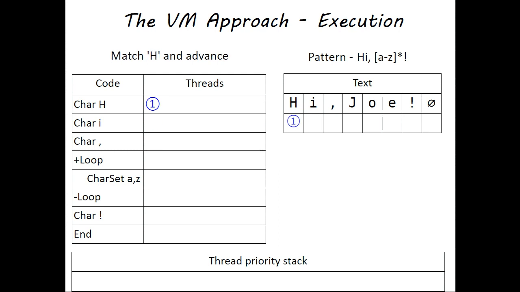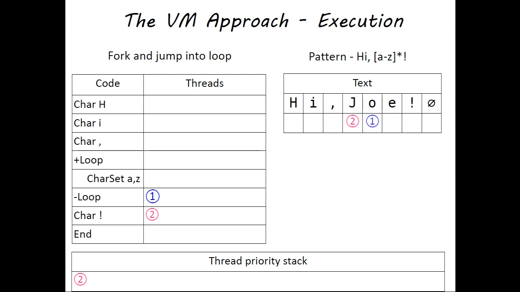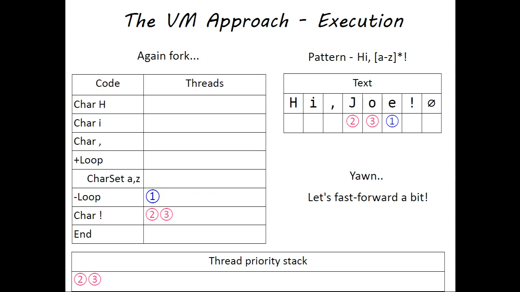So we matched character H and we move on. Matched character I using the instructions. And then we match the character comma. And there's something interesting. We encountered a loop. It's not a simple loop, so we get inside and we also spawn a thread outside of the loop. And we keep going like that. Again, we just hit the end of the loop. We go inside and then spawn another thread outside. And we keep going like that, spinning till the end of text.